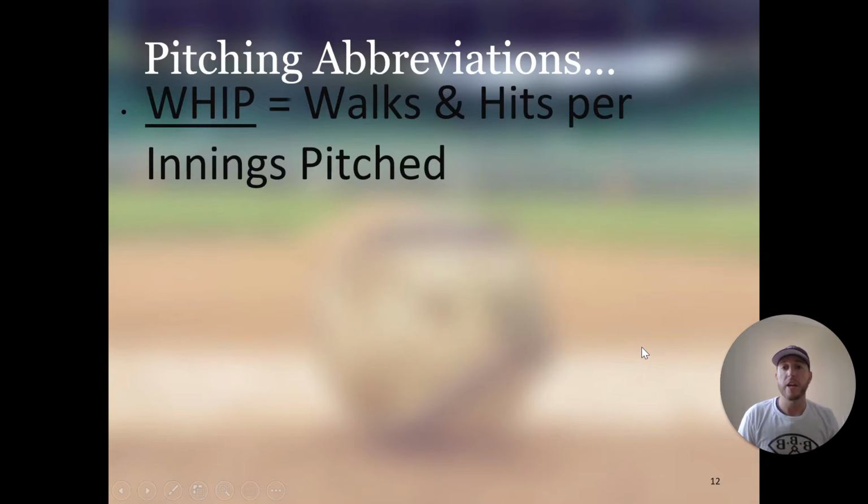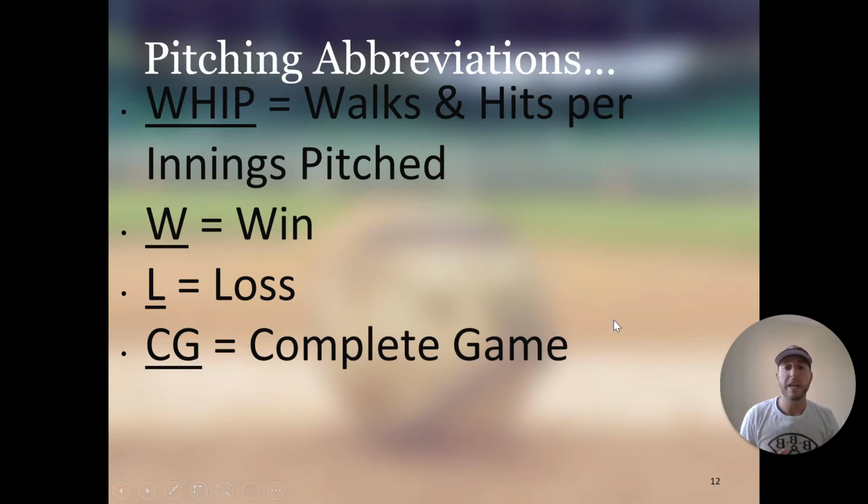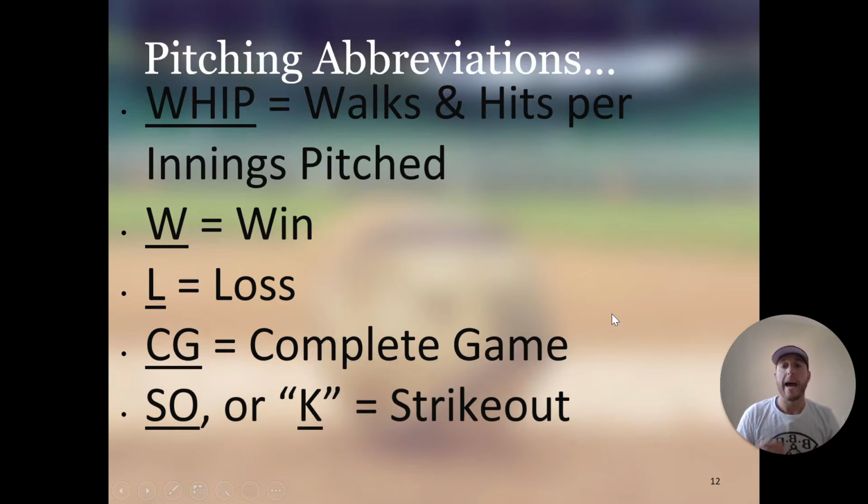More pitching abbreviations. WHIP, which is walks and hits per innings pitched. So it's pretty self-explanatory when you spell it out like that, right? It's the number of walks and the number of hits given up in the innings that a pitcher has pitched. W equals win, L equals loss. CG is complete game. So a starting pitcher went the entire game and pitched the entire game without any relief. SO or K is a strikeout.